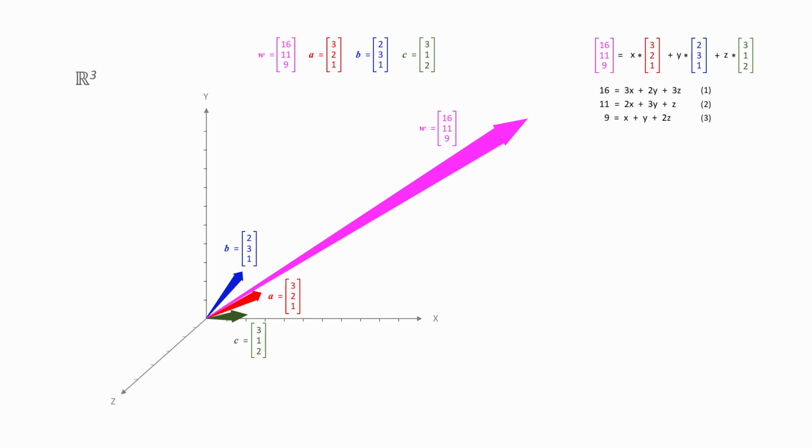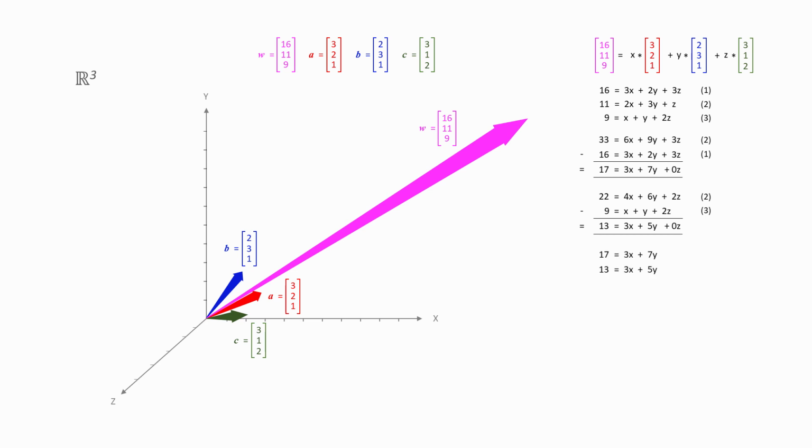To solve this system, we need to choose 2 pairs of 2 equations and eliminate the same variable from both pairs. For example, to begin with, we'll select the second and the first equations and multiply the second equation by 3 throughout. This allows us to eliminate the z term by subtraction. Now we'll select the second and third equations and multiply the second by 2 throughout, which again allows us to eliminate the z term. We now have a new system of 2 linear equations with only 2 unknowns.